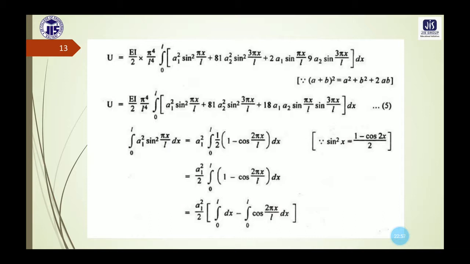Now the next line will be a1 square by 2 integration 0 to L dx minus integration 0 to L cos 2 pi x by L dx.